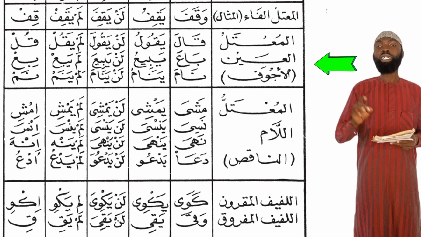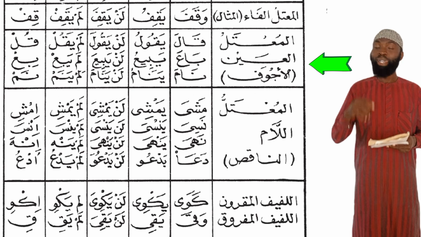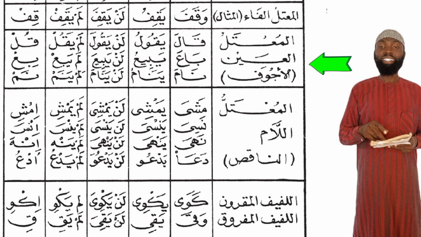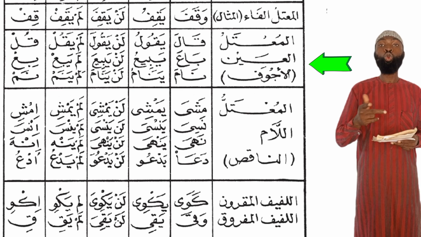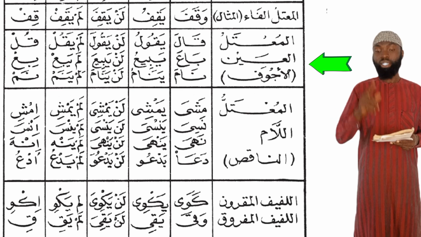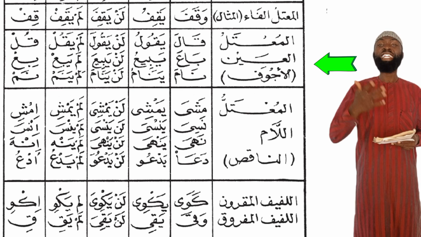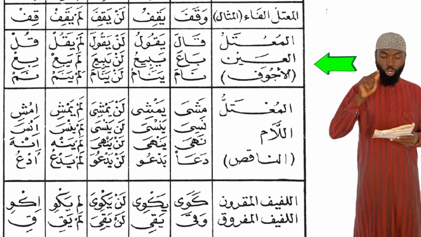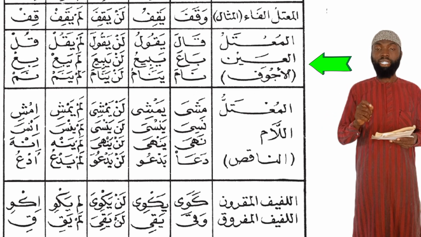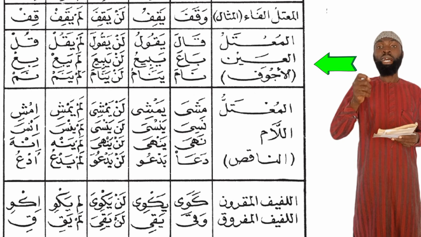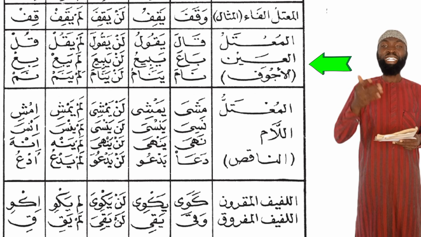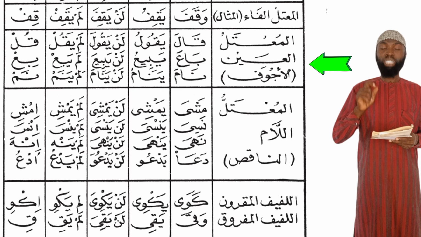Al-mu'tal al-ain, the one that has its middle letter as a weak letter, this is called al-ajwaf. An example is the word qala. When you come to the present tense, you see yaqulu, because the alif there is representing waw. Yaqulu, lan yaqula, lam yaqul, then qul. Then the next is the one that has the alif, the middle letter, as ya. That is ba'a, yabi'u, lan yabi'a, lam yabi', then bi'.